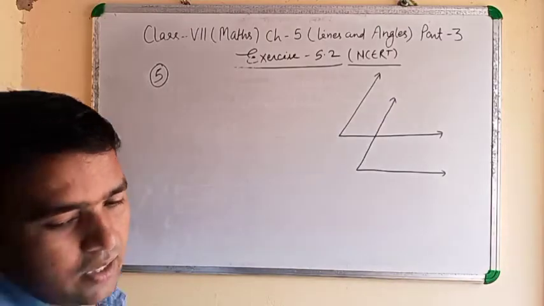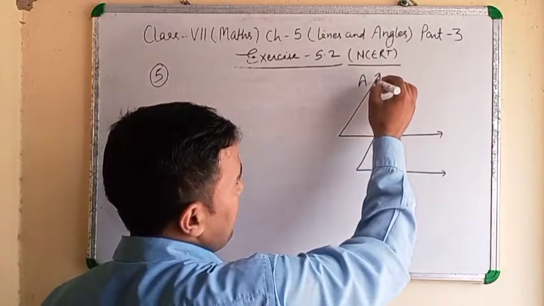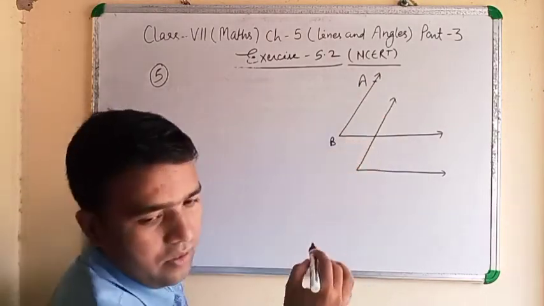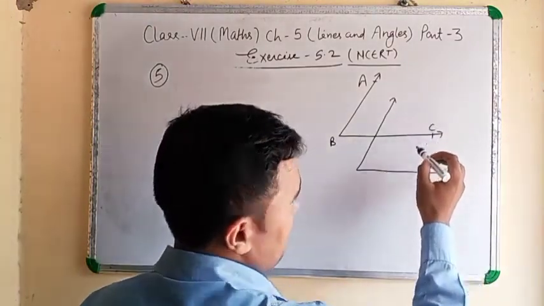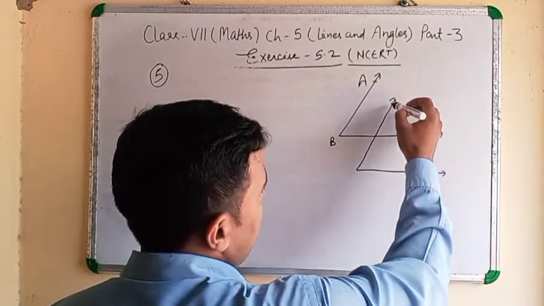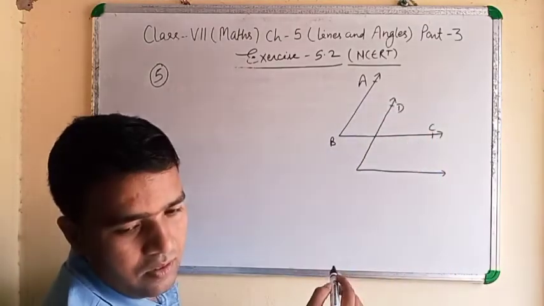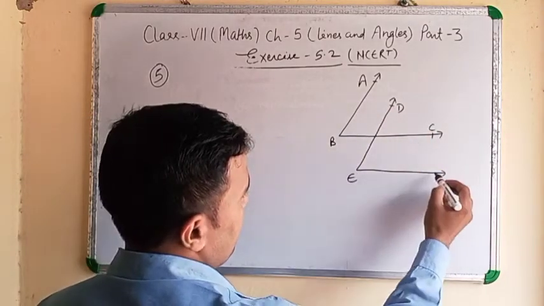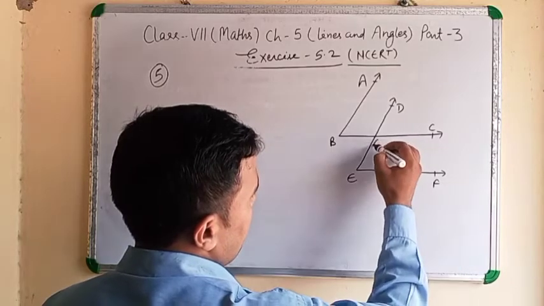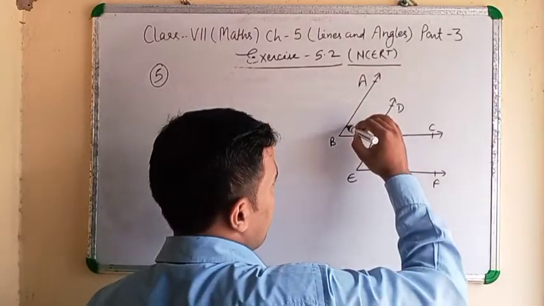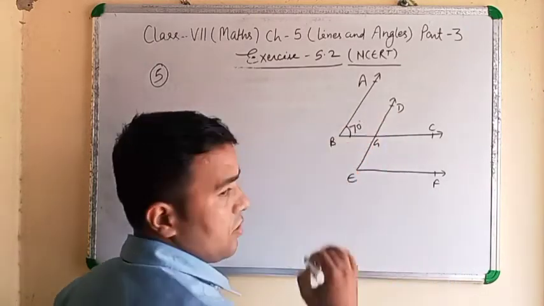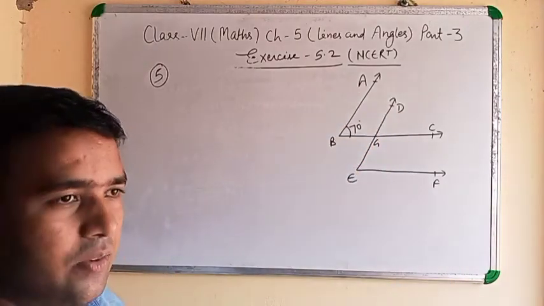Clear? A, B, C. Clear? D, E, F, G. Clear? And this angle is given 70 degree. Okay? 70 degree is given.